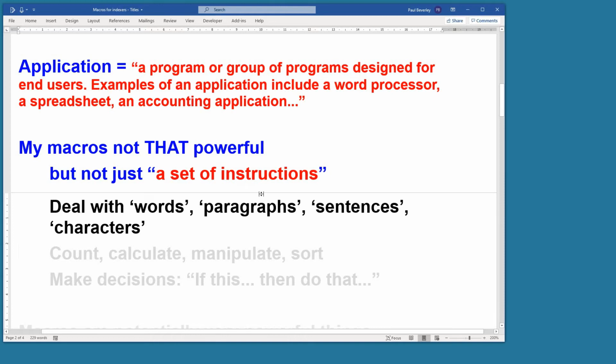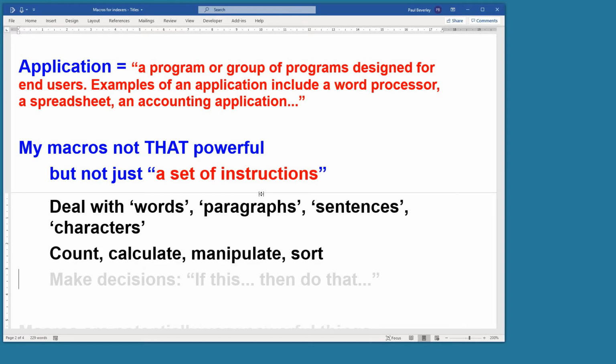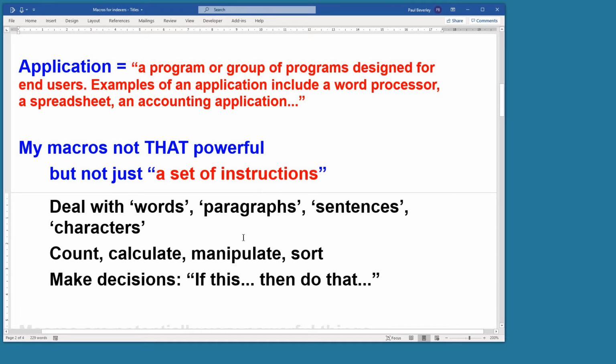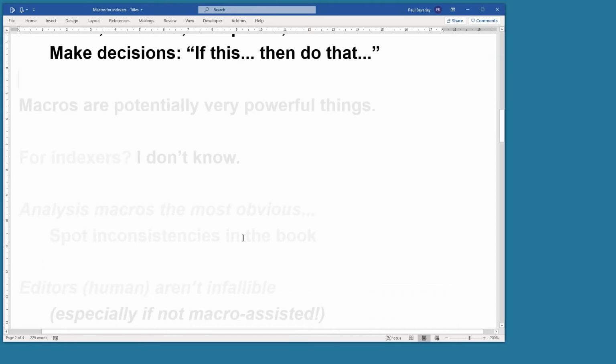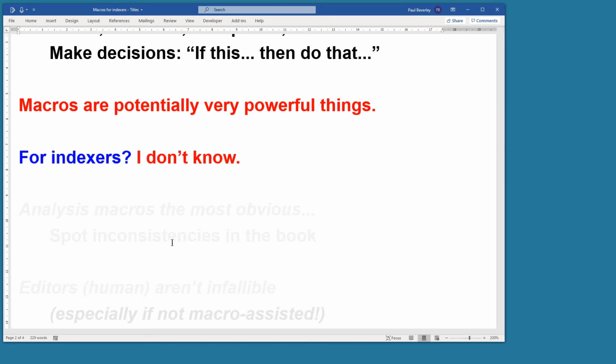They allow you to deal with entities such as words, paragraphs, sentences, and characters. The macros can count, they can calculate, they can manipulate, they can sort, they can make decisions. So we're talking about very powerful facilities that are available in the form of macros. And the question really is, are they going to be helpful for indexers?